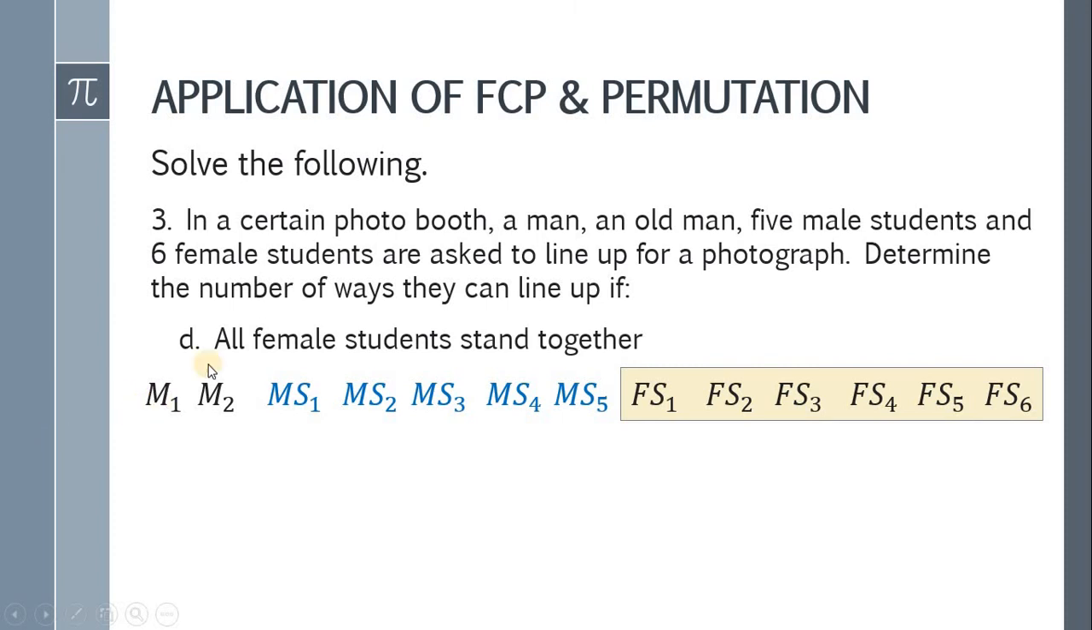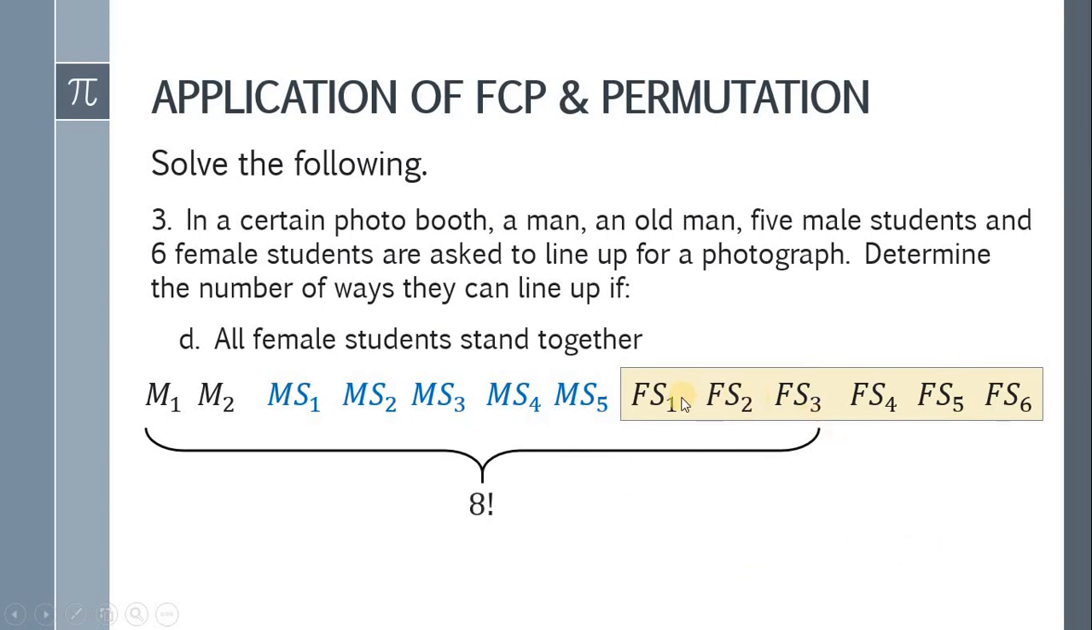In short, ilan na lang i-arrange natin? So, meron tayong M1, M2, meron tayong dalawa. MS1 hanggang MS5, meron tayong 5. 2 plus 5 ay 7. And itong grupo ng babae, ginawa natin siyang isa. So, we have 7 plus 1 or simply 8. Therefore, meron tayong 8 factorial ways na i-arrange silang lahat.